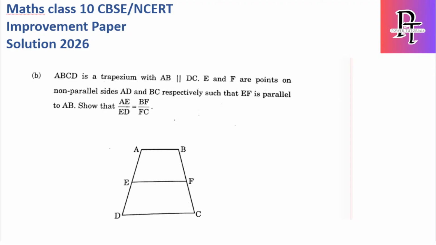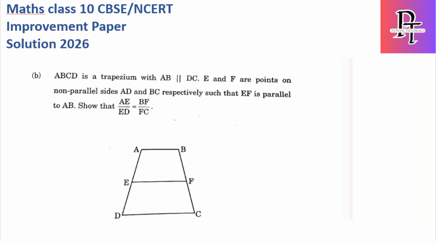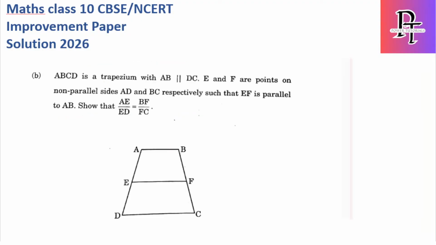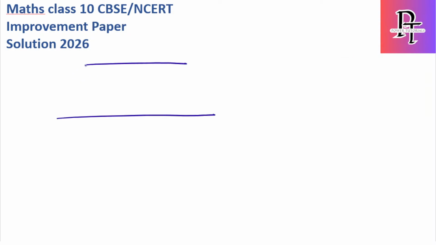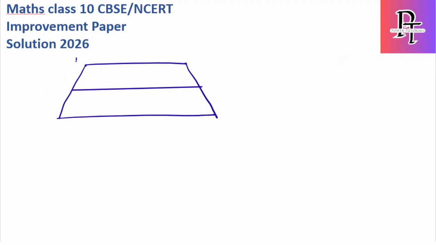Before solving the question, we need to prepare a diagram. So let's draw the same diagram again. We have AB, and we have the line DC, and then let's join these. And you have another parallel line, which is EF. A, B, C, D, E and F.